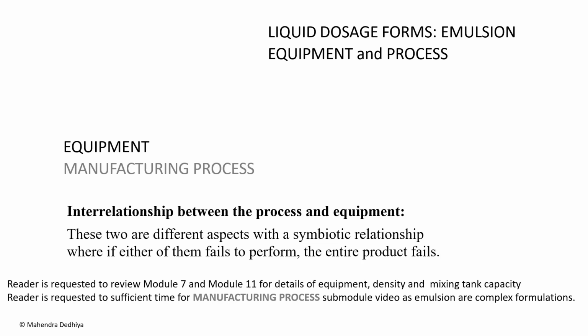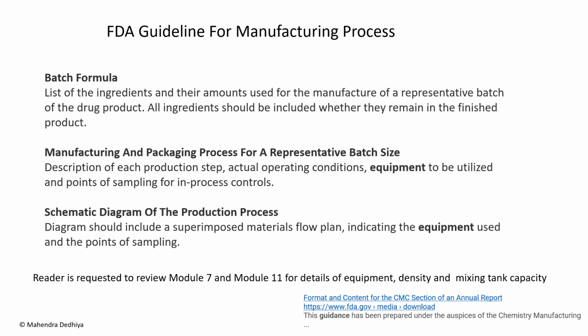The reader is requested to review Module 7 and Module 11 for details of equipment, density, and mixing tank capacity calculation. We will not look at that in detail in this module. The reader is requested to allow sufficient time for the manufacturing process submodule video, as emulsion formulations are complex. We will not go into details of manufacturing guidelines, except to mention here that FDA guidelines require a description of each production step, actual operating conditions, and equipment utilized, including the point of sampling for in-process control. We will look at that in the second submodule.